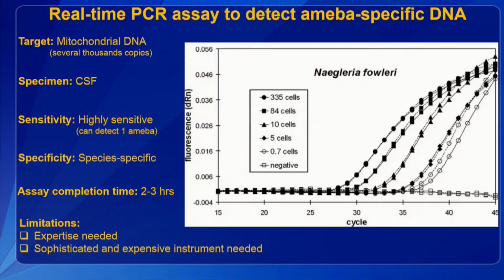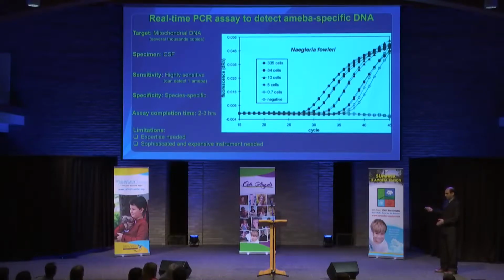So at CDC, we have a real-time PCR that is based on mitochondrial DNA, and there are several thousand copies of mitochondria per cell in Naegleria fowleri. As a result, this PCR is extremely sensitive. It can detect even one amoeba, showing here. And the assay completion time is only 2 to 3 hours, including the DNA extraction step.